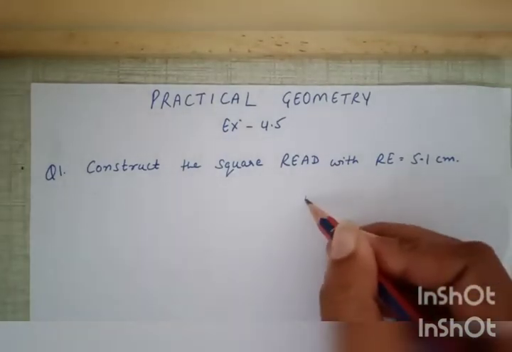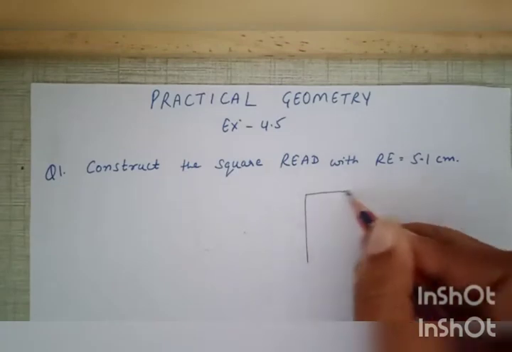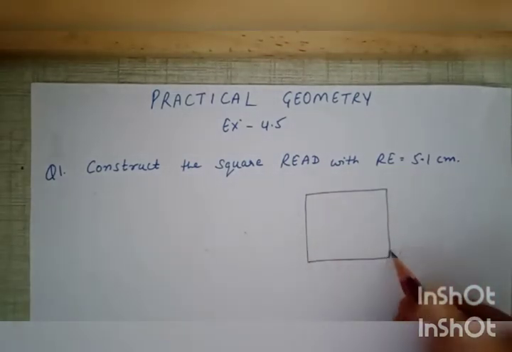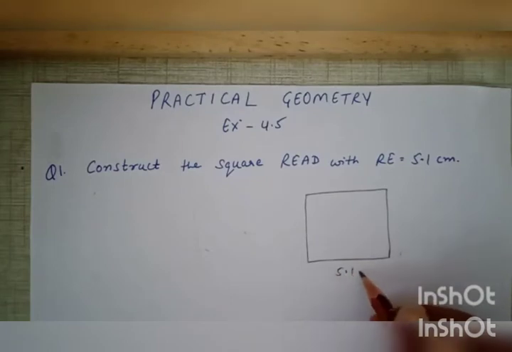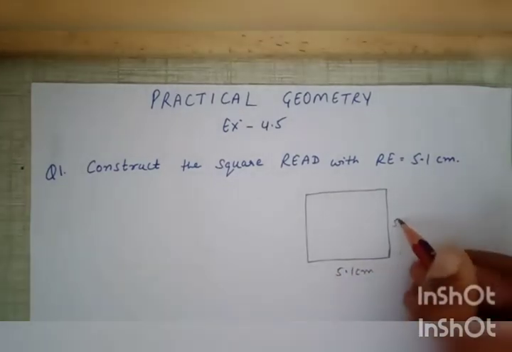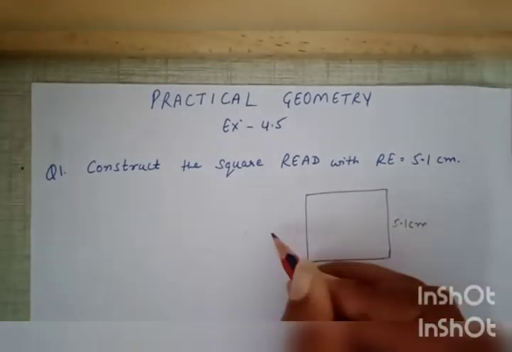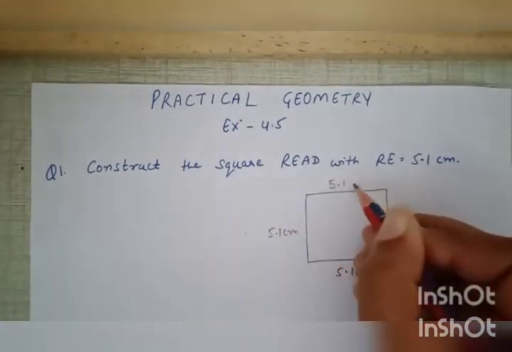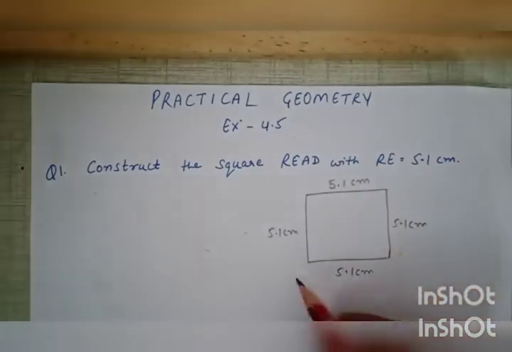Question number 1 is construct the square READ with RE equals to 5.1 centimeter. First of all, let us draw a rough square. One side of the square is given 5.1 centimeter. We know that all the sides of a square are equal. So it means I can write 5.1 centimeter on all four sides.